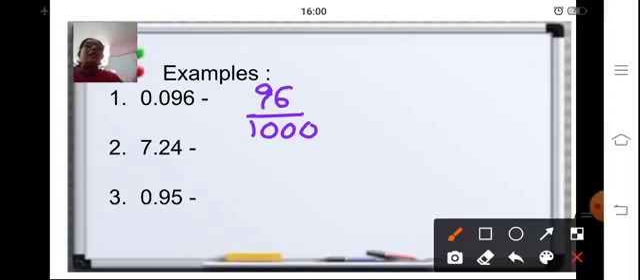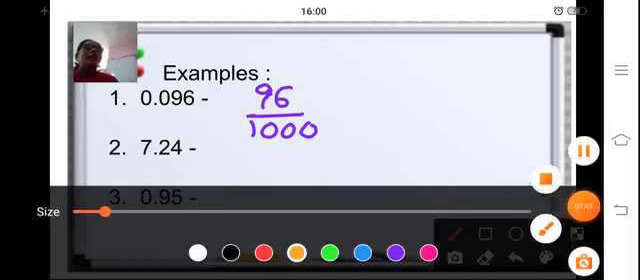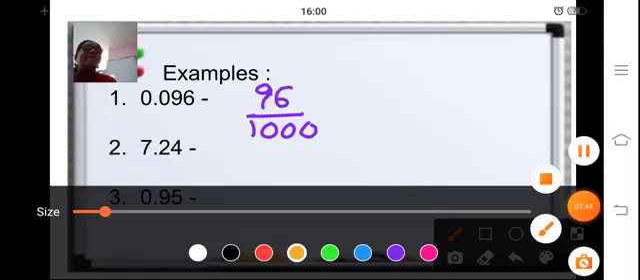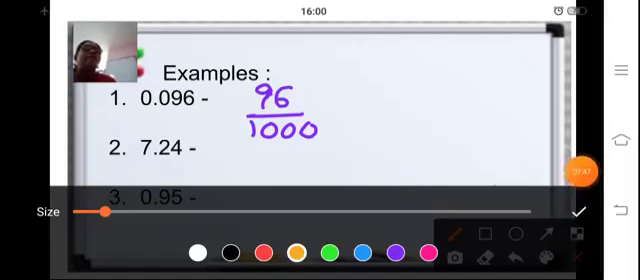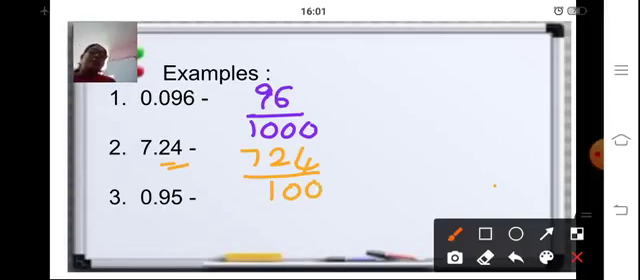Okay. Now the second sum, that is 7.24. So write the number as it is. Seven, 2 and then 4. Now here after the point it is 2 places, 2 and 4. So your denominator will be 100.